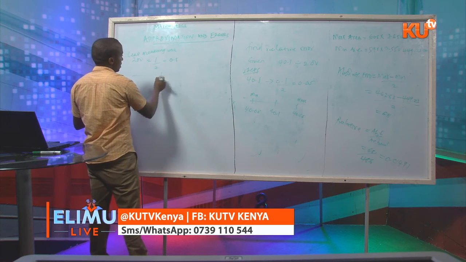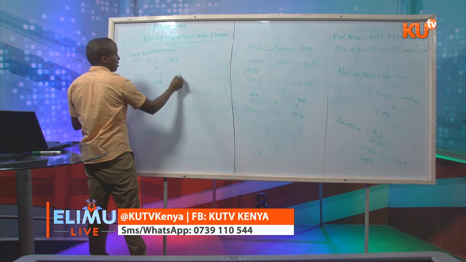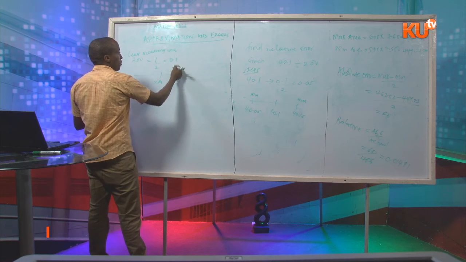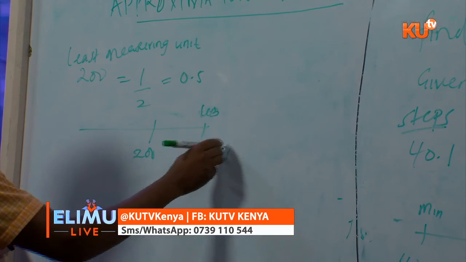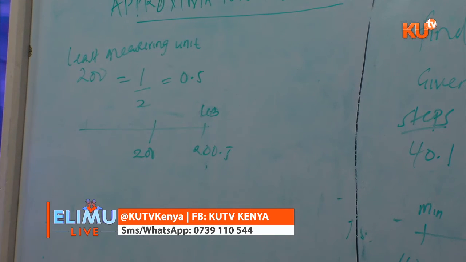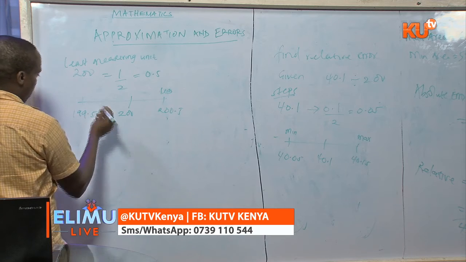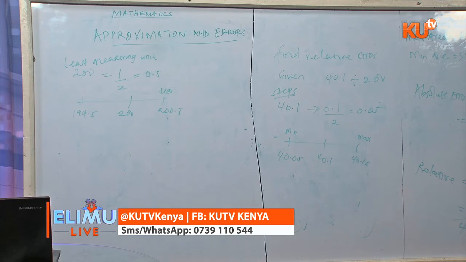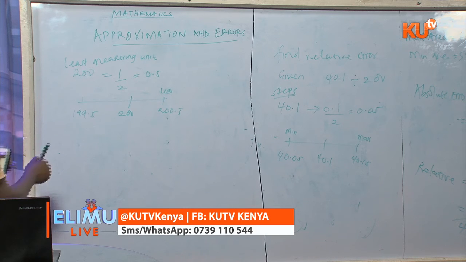So the maximum and the minimum limit of this number 200: the upper bound will be 200.5, and the lower bound, you minus 0.5, 200 minus 0.5, will be 199.5. Yeah, like that. So I don't want to commit an extra error. So let's get the absolute error now.